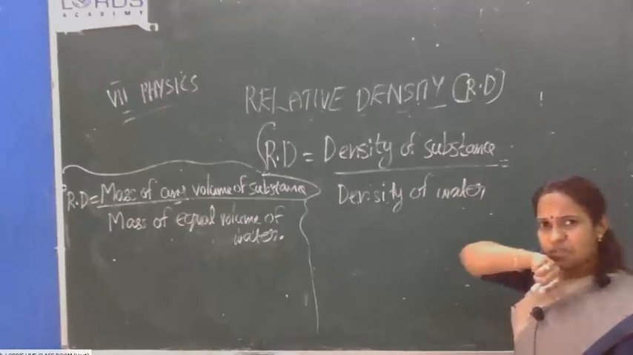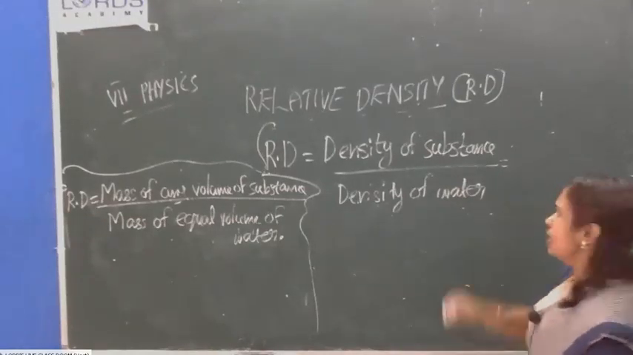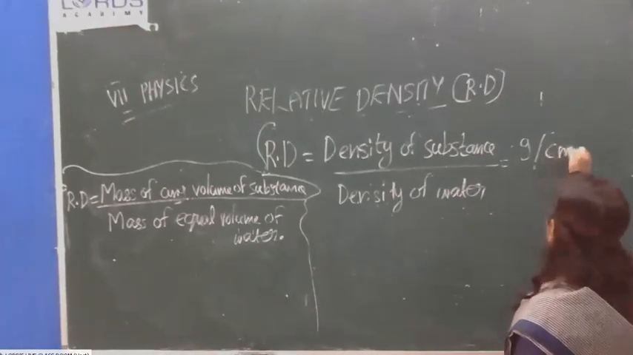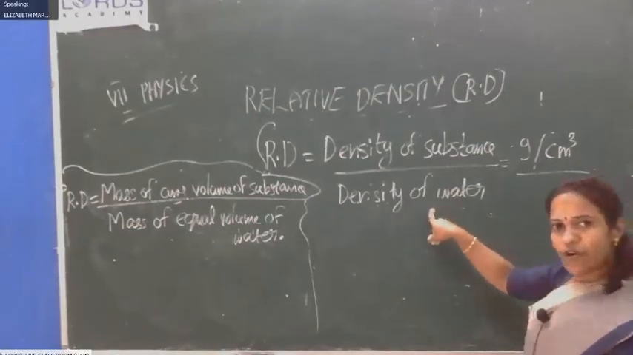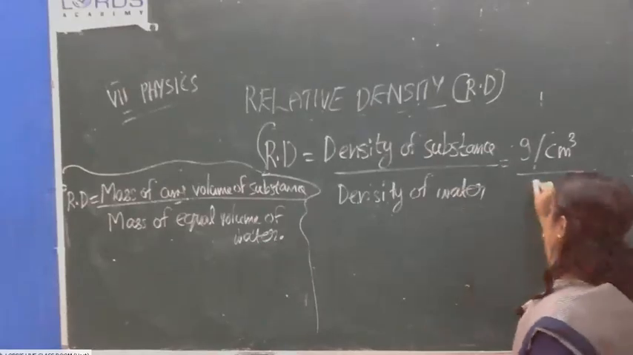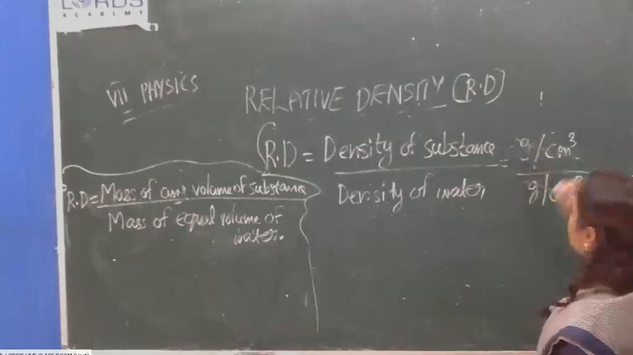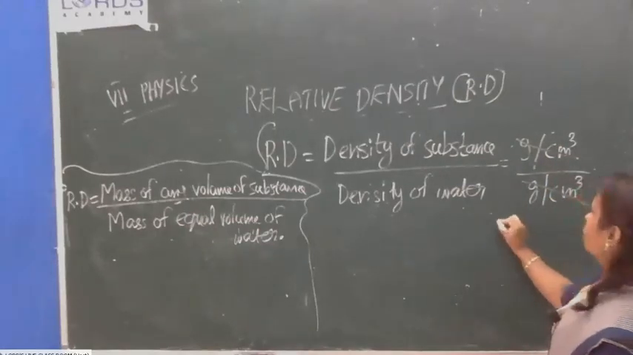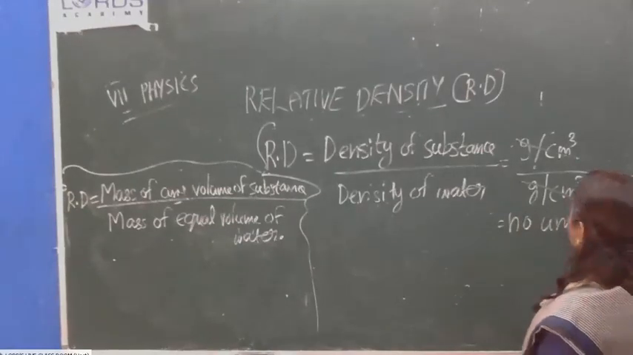Density of substance, what is the unit? Two units are there. Anyone tell? Yes, gram per centimeter cube, or kilogram per meter cube. Density of water, what will be the unit? Yes. So both of them will cancel, isn't it? Both of them will cancel. Okay, so relative density has no unit.